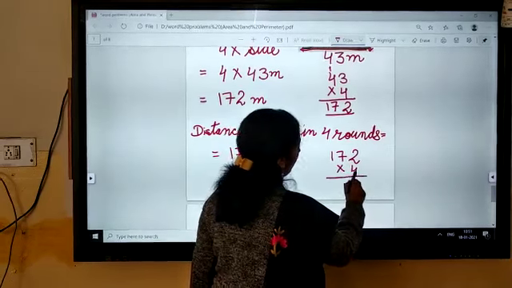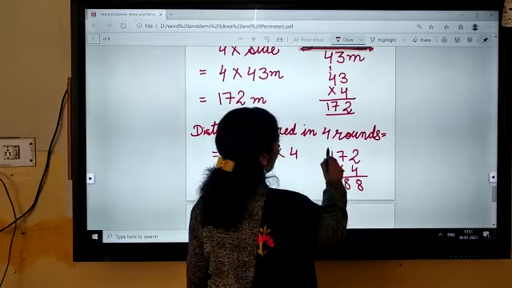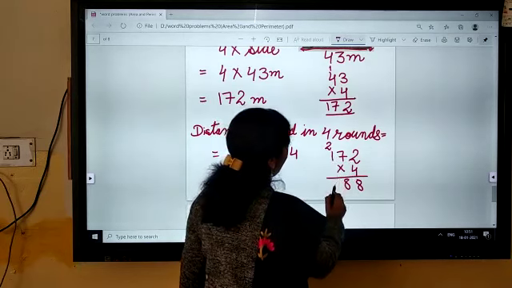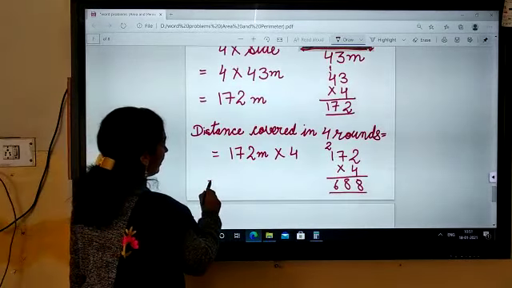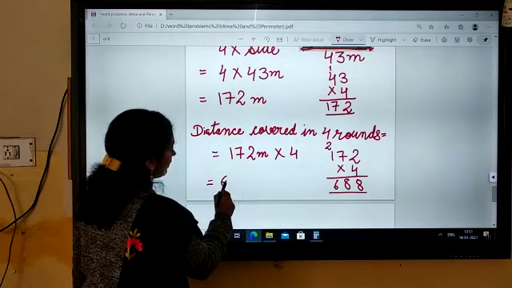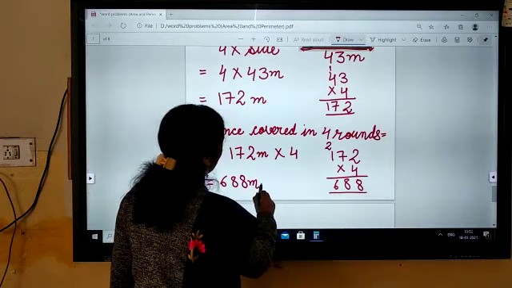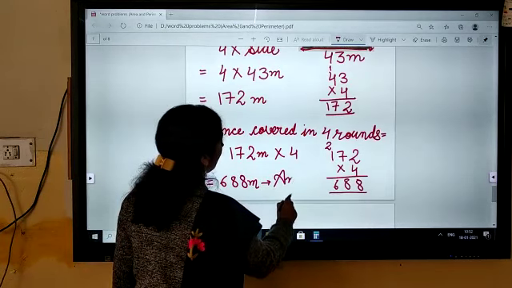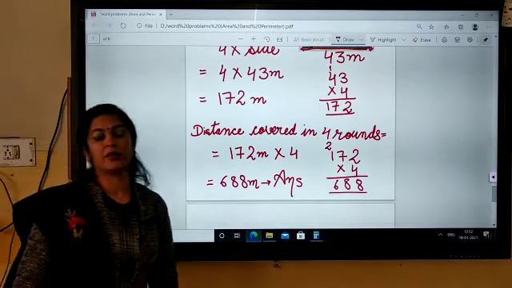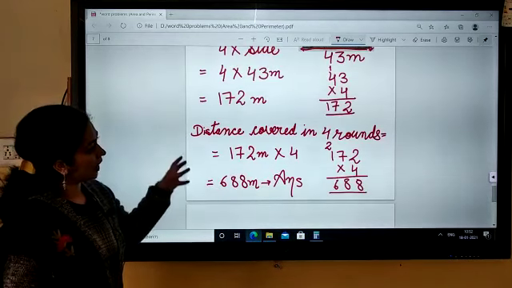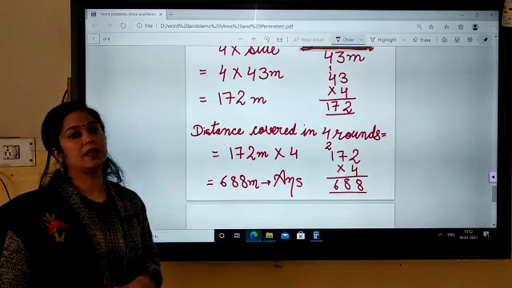So 172 into 4, 4 2s are 8, 4 7s are 28, 2 carry over, 4 1s are 4 plus 2, 6. It means he is covering 688 meters in 4 rounds, and this is our answer. Okay, so what you have to see? First of all, you will find out what you have to find out, perimeter or area, and according to that you will solve the given problem.